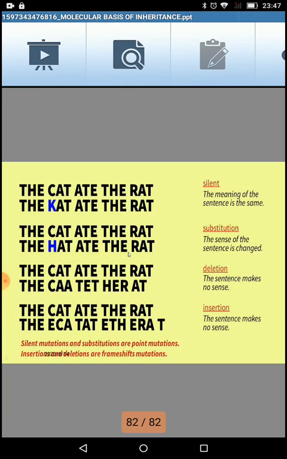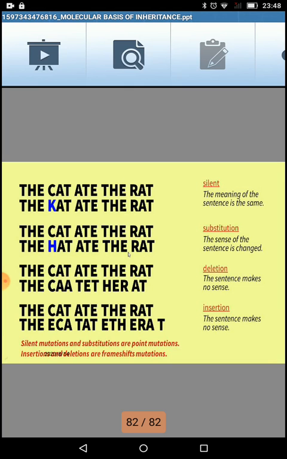So the sentence will be, the cat ate the rat. So though C has been replaced by K, there is no change in the meaning of the sentence, because once you pronounce it out, the pronunciation is the same. Coming down to the second one.